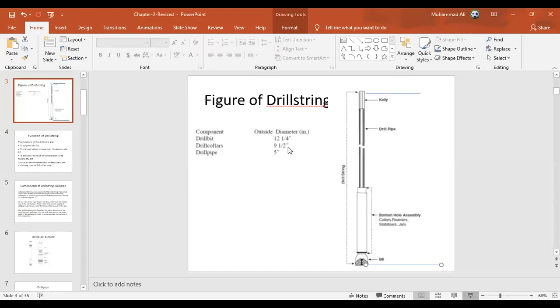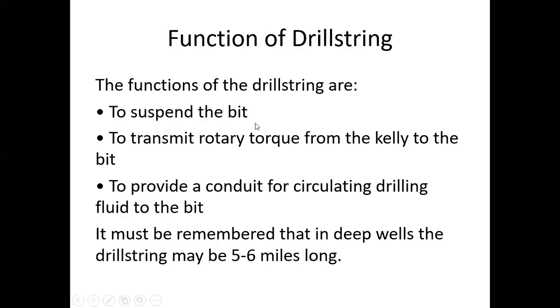Now let's talk about the function of the drill string. As I said, the drill string has three functions. First, it has to suspend the bit. Then it provides the torque, the rotary motion from the rig to the bit, so that the bit can rotate and cut. Second, it provides the passage for the circulating drilling fluid to go to the bit, come out, and take the cuttings to the surface. These three functions are important for the drill string, and we need to be aware of them.